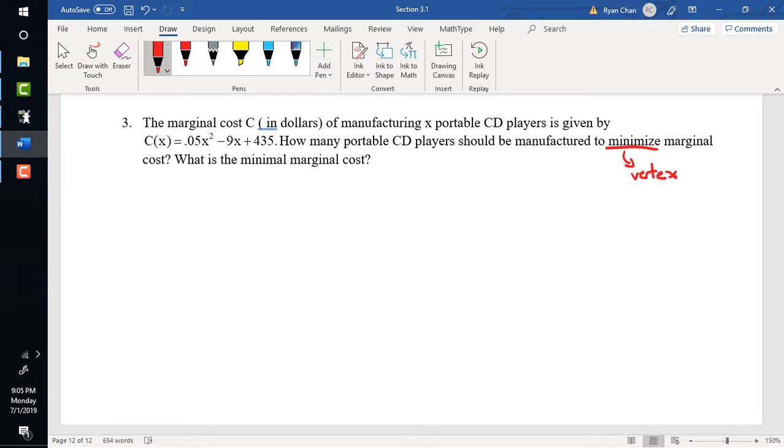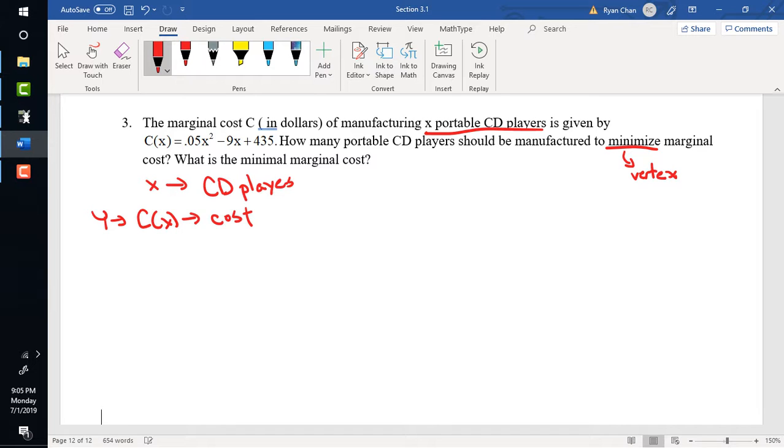I do want to figure out which one's my X and which one's my Y. So what does my X represent? My X represents CD players. Okay. And then my C of X, right, represents costs, which is my Y, right?